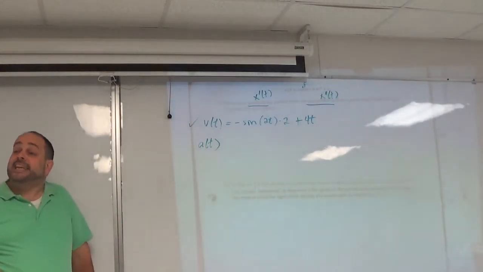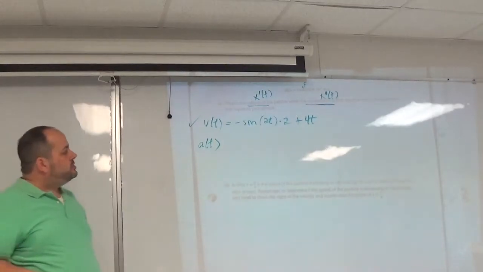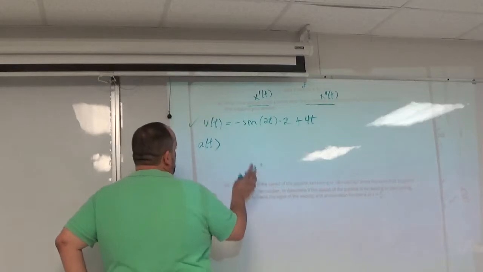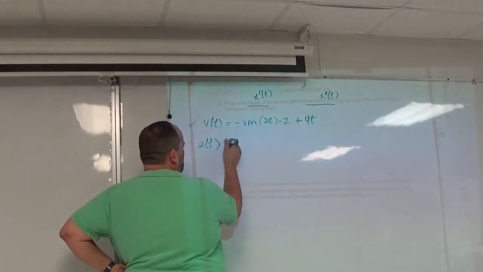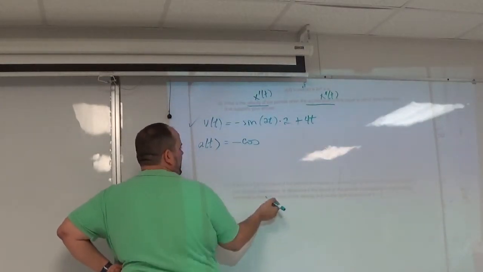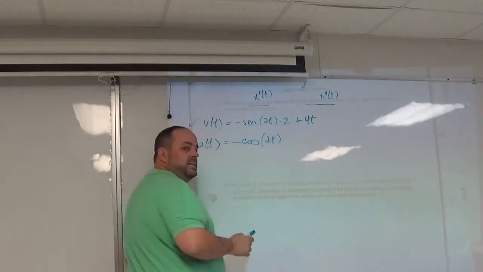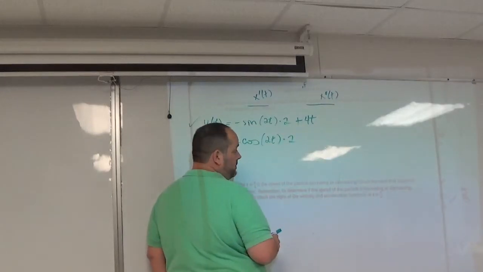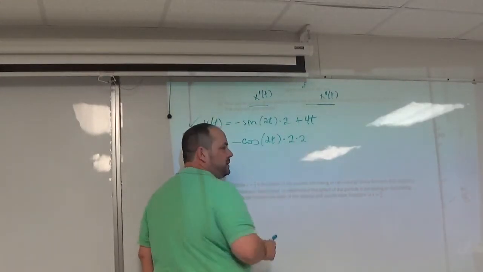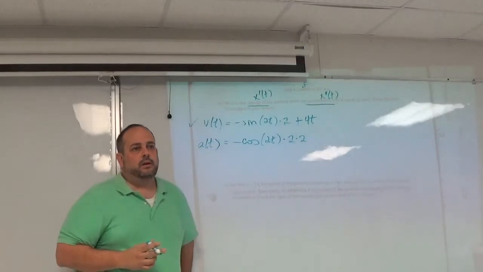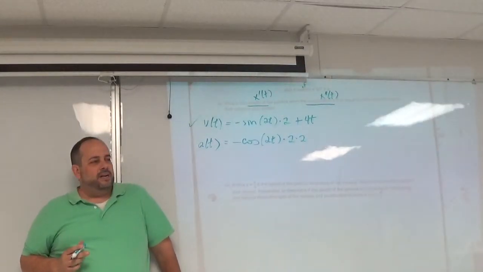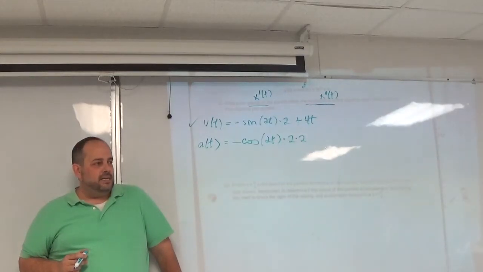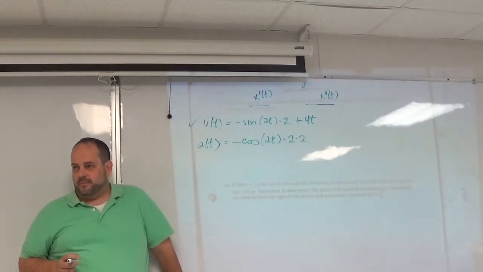Acceleration, you need to take another derivative. So negative sine of 2t times 2, I'm taking the derivative here. Well, gosh, the derivative of negative sine is negative cosine of 2t times 2 times 2 again. I love that moment. It always happens every year. Where did the second 2 come from?